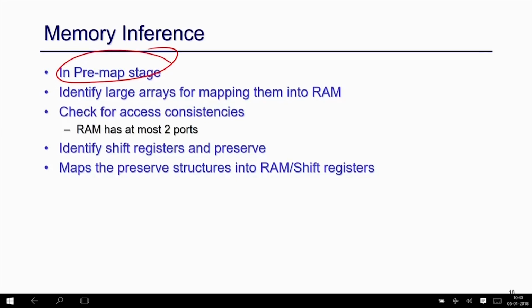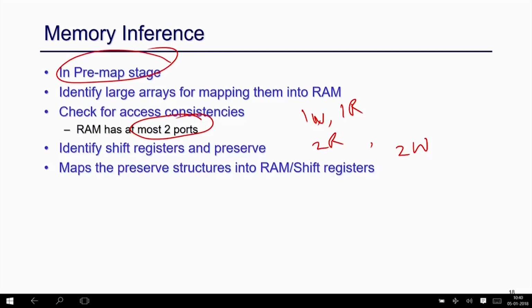So, identify the big arrays, and then you preserve that, so that you can map them into RAM. Again, the problem here is that the RAM has a fixed number of ports, maximum 2 ports, maybe one write port and one read port, or maybe 2 read ports or 2 write ports, right. So, these are the possibilities. Based on the access pattern of that register, we have to decide whether this can be mapped to a register or to a RAM or not.